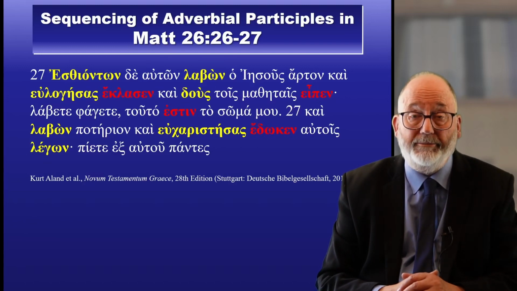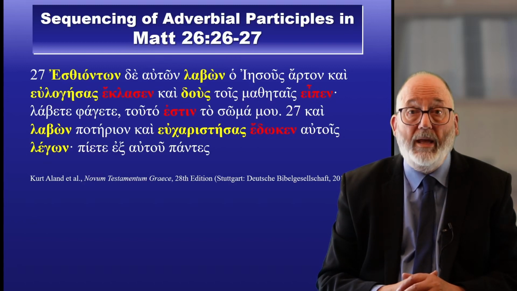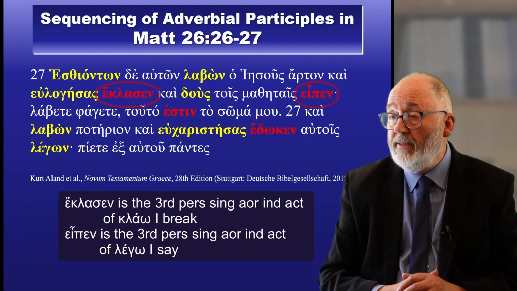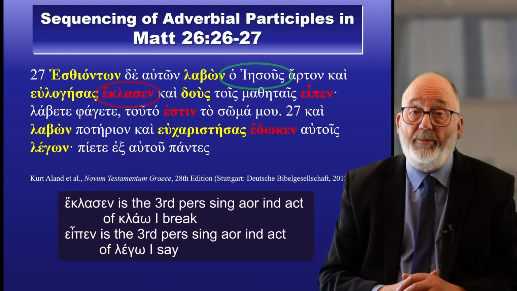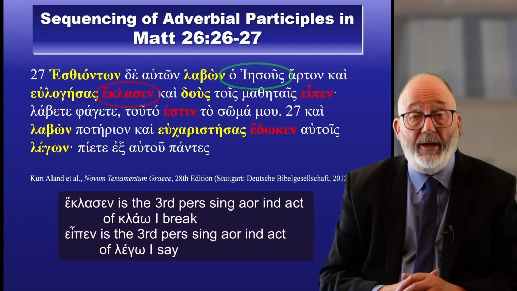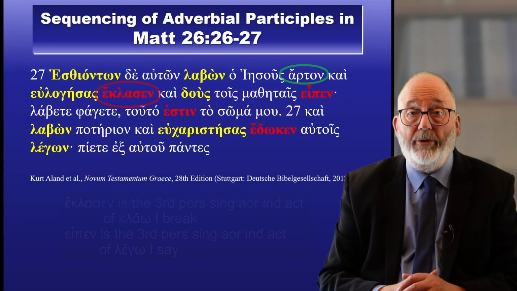Now, the main verbs are usually in the indicative mood, and I have shown them in red here. So let's look at the sentence in terms of its main verbs. The main verb is eklasen, he broke, and eipen, he said. Who broke? Nominative, ho Iēsous, Jesus broke. What did he break? Arton, bread.